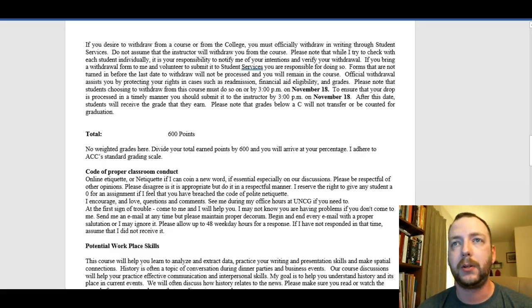So the total points for the whole class is 600. There are no weighted grades. Divide your total earned points by 600, and that is your percentage for the class. I do it here to ACC standard grading scale. 90 to 100 is an A, 80 to 89 is a B, and so on.